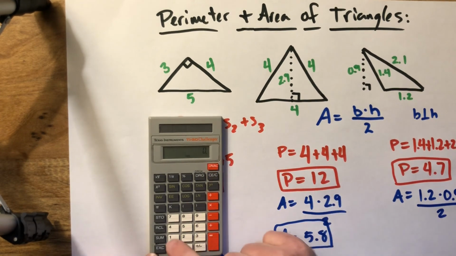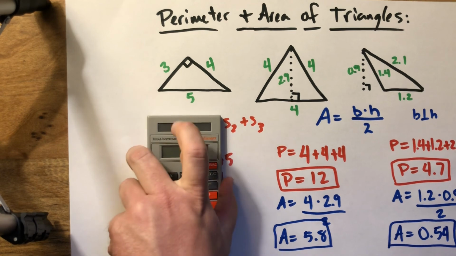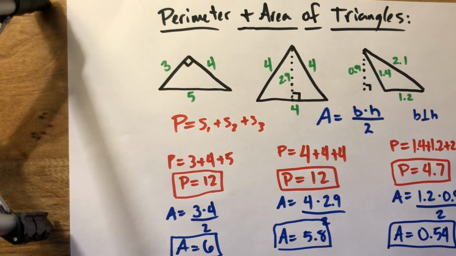Just to make sure I get it right, let's go 1.2 times 0.9 divided by 2. Area equals 0.54 square units. And that's how you're going to find perimeter and area of triangles.